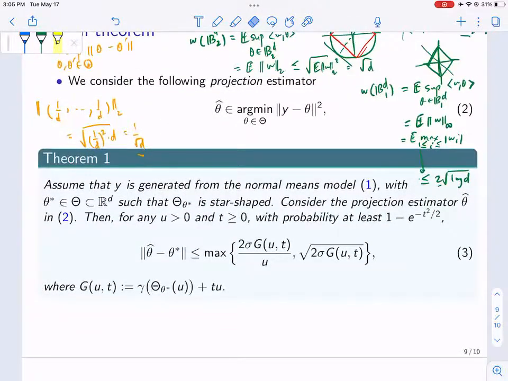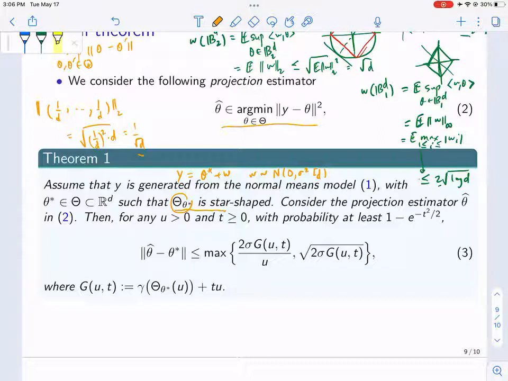If I look at this projection estimator, then we have this nice general result that if the y is generated from the normal means model, which means that y is theta star plus w, where w is normal with zero mean and variance sigma squared I_d, and if theta star is at the origin, so we shift the coordinate axes so that the origin is on theta star, and if this is star shaped, which we come back to, that's the assumption that we make, then this projection estimator theta hat satisfies this bound.